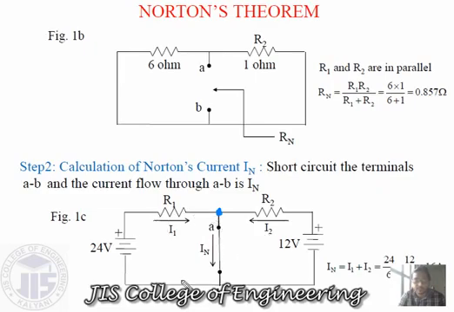If you consider this closed path, this I1 current will have a value of 24 volt source divided by the R1 resistance, so 24/6, and similarly the other one has a value of 12 divided by this one. Otherwise we can go for another path also. You can apply KVL for this path also, and find this voltage. Whenever you find these I1 and I2 values, you will get the value of the overall IN current, or overall Norton current.